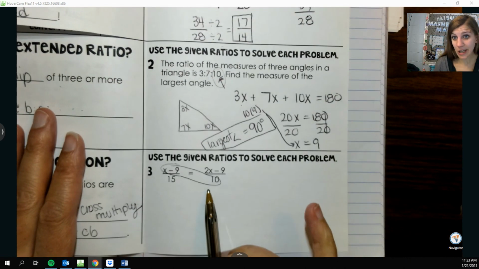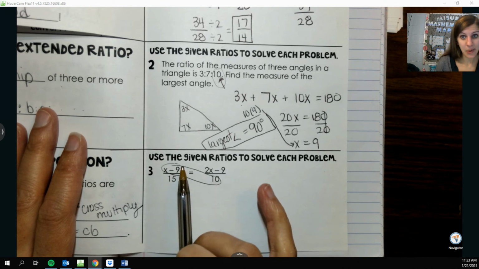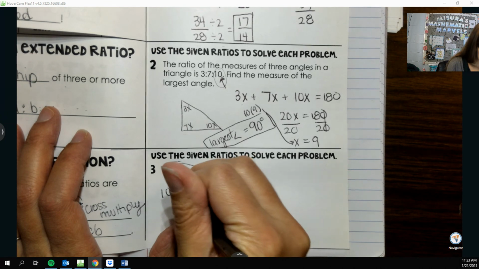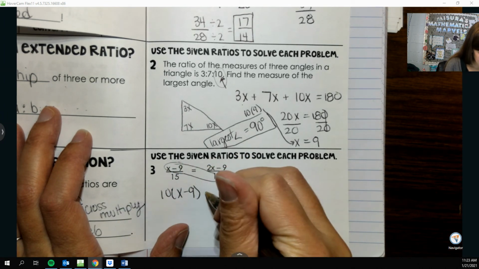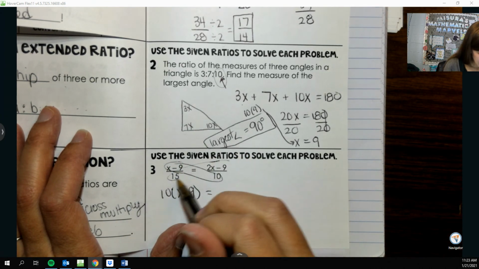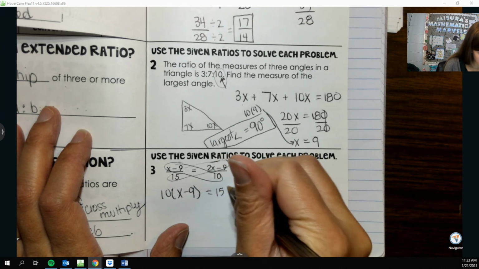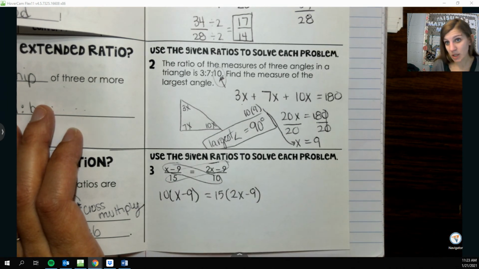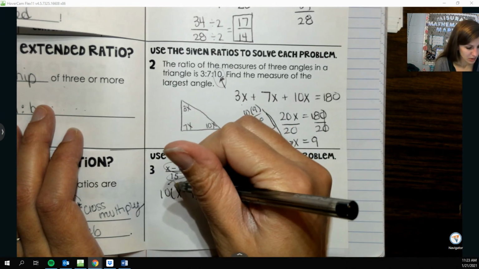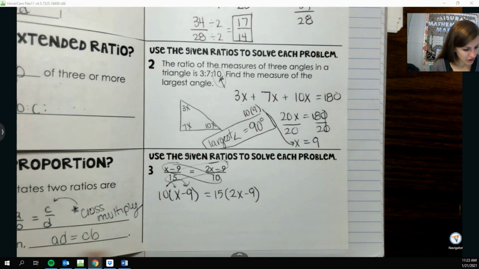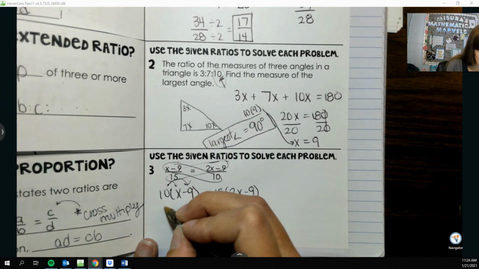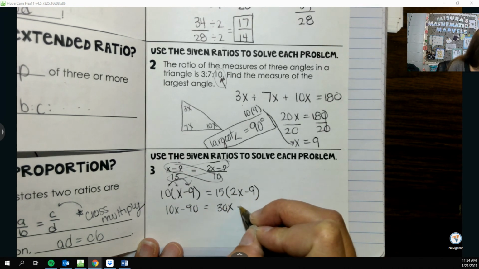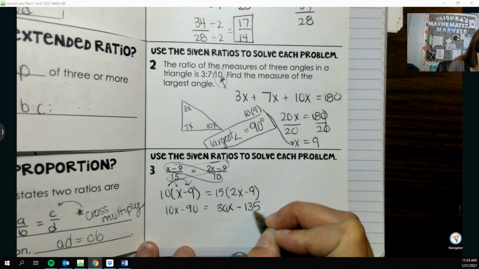So I just have to be careful here because when I'm going to do 10 times this number, I have to fully multiply the 10, so kind of like distribute. So 10 times all of x minus 9. And then same thing going the other way, 15 times all of the 2x minus 9. So that just means we're going to want to distribute. You can see that after I cross multiply, there are still some steps for me to do. So we'll have 10x minus 90 and then 30x minus 135.